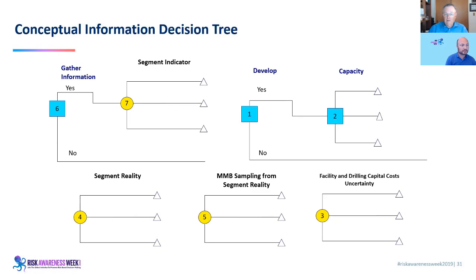Now, when I do the value of information tree, I've brought this segment indicator in front of the decisions to develop in the capacity. And I've added this other decision over here to gather information. So in my reference case, I don't gather information. I have to make a decision whether to develop or not. And then I have all my uncertainties. With information, I get to make different decisions. So you have to think about these two, this number one being here, here, and here, where I can make different decisions on capacity.